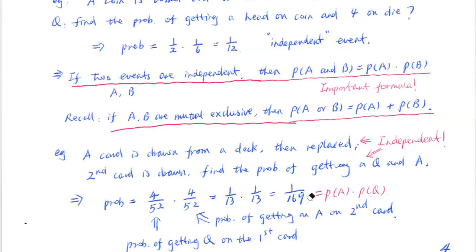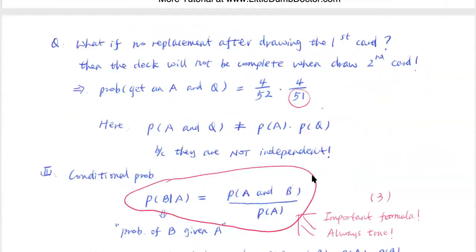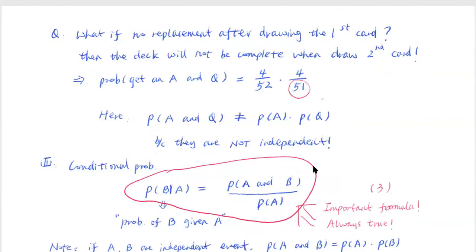Professor, I have a question for you. If you were to draw the first card and it was a queen, and you didn't put it back, would the probability change for the ace? That's right. Good question. We have that coming as another example, everybody. So what if we don't put that back? I'm so glad that you asked that question, so excited.